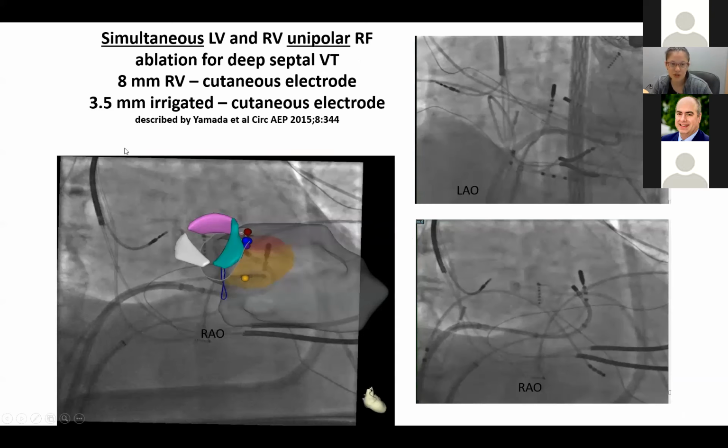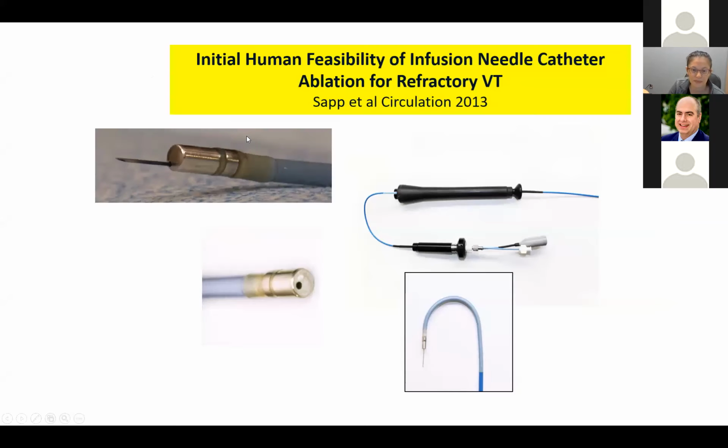And the first description of simultaneous unipolar was by Yamada and colleagues, and they used an 8mm catheter for one of the catheters, and then a 3.5mm irrigated catheter, both with cutaneous electrodes. And they had reasonable success with initial VT suppression, but there is a signal of late recurrence with this technique, so it could be that the lesions are not quite as big with simultaneous unipolar.